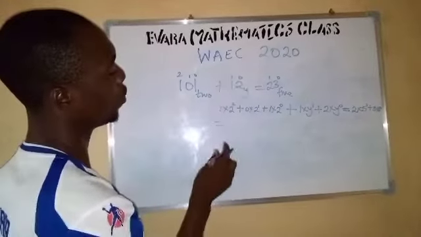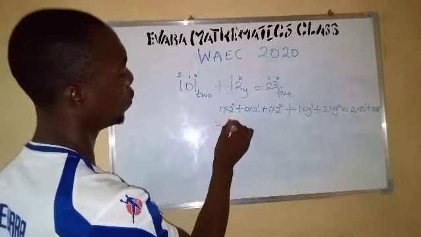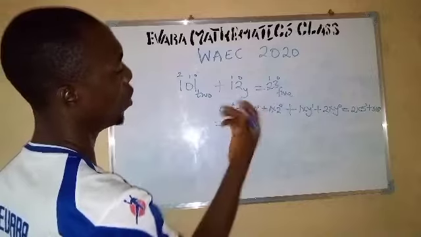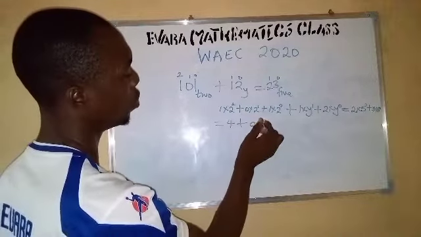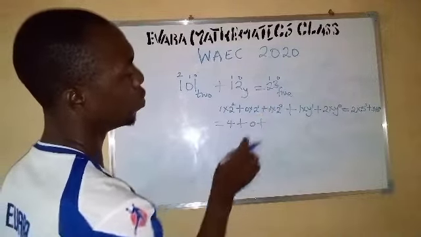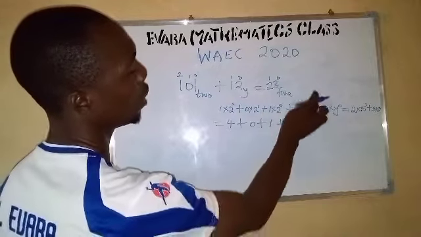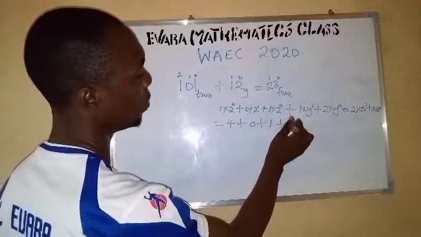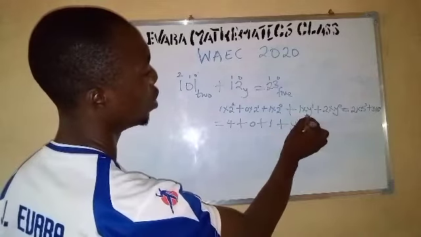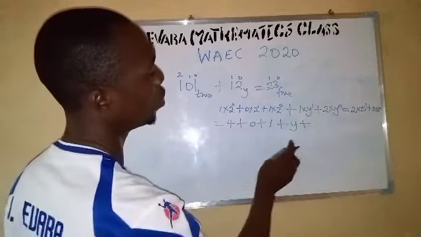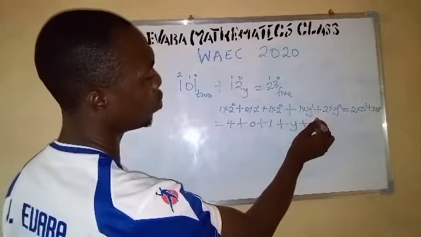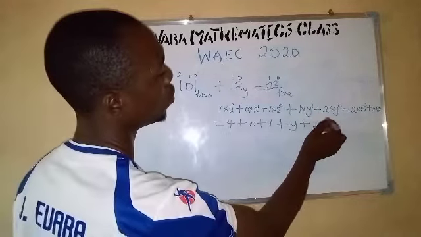Now 2 raised to power 2 is 4. 4 multiplied by 1, 4. 2 raised to power 1 is 2, multiplied by 0 is 0. 2 raised to power 0, 1, multiplied by 1, 1. Y raised to power 1 is y, multiplied by 1 will still give us y. Y raised to power 0 is 1, multiplied by 2, that is 2.